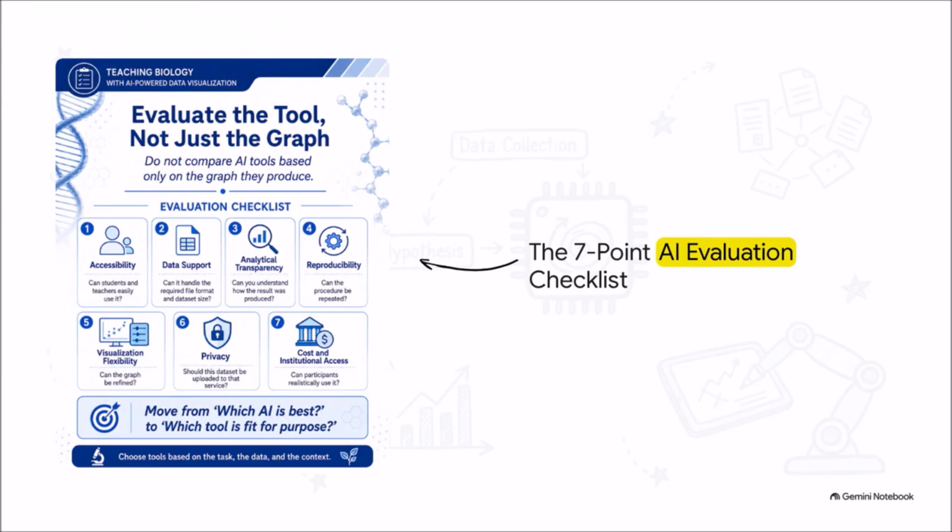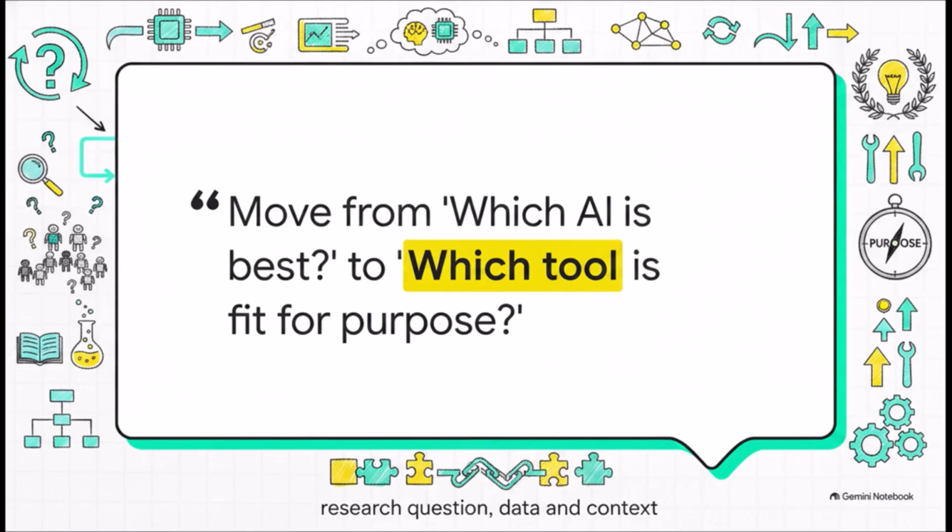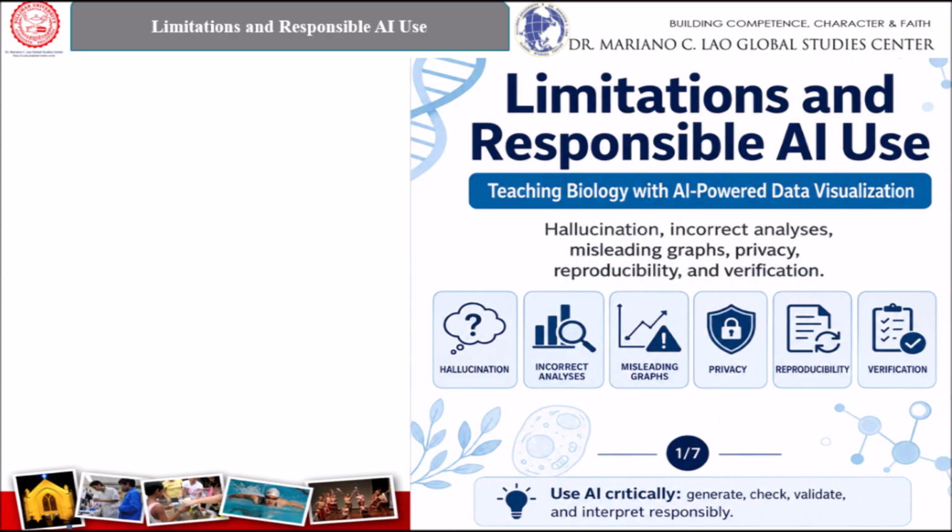This checklist forces you to take a hard look at whether participants can actually use the platform, if it handles your data sizes, and if that final graph can be tweaked and refined. This right here is the true difference between casual AI use and actual academic integration. You've got to move from asking which AI is best to asking which tool is fit for purpose. Because the truth is, there is no universally best AI out there. There's only the methodology that fits your specific research question, your specific data, and your specific context. So as you gear up for your next project, ask yourself, are you just chasing the technology or are you actually letting your questions lead the way?